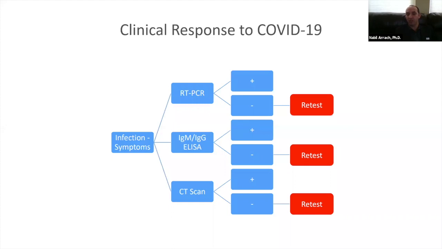And obviously, you can also, I think the CT scan is done for those who are already affected in hospitals.